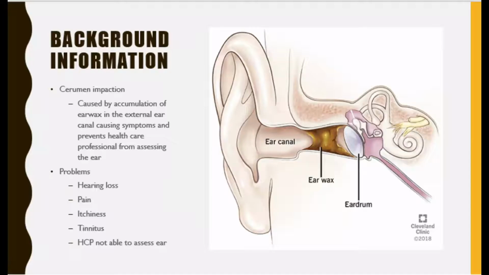So, what is cerumen? Cerumen is also known as earwax. It is caused by an accumulation of earwax in the external ear canal, and it starts causing symptoms such as hearing loss, pain, itchiness, tinnitus, or it can prevent the healthcare professional from being able to look into the ear and look at the tympanic membrane. So those are some of the symptoms.